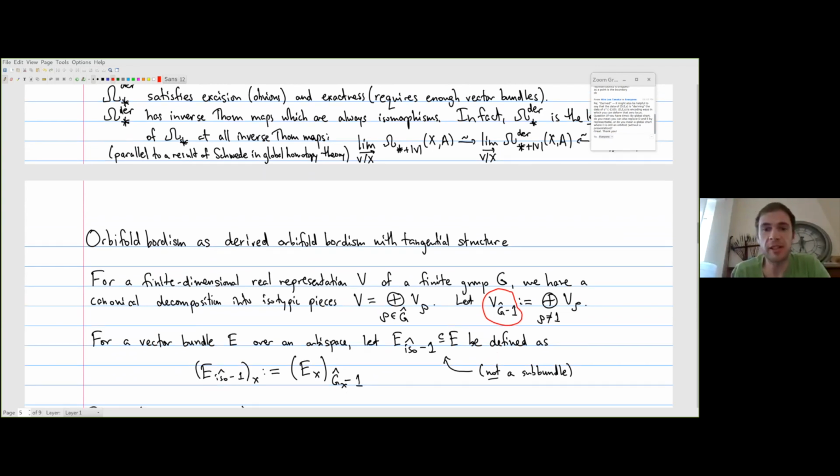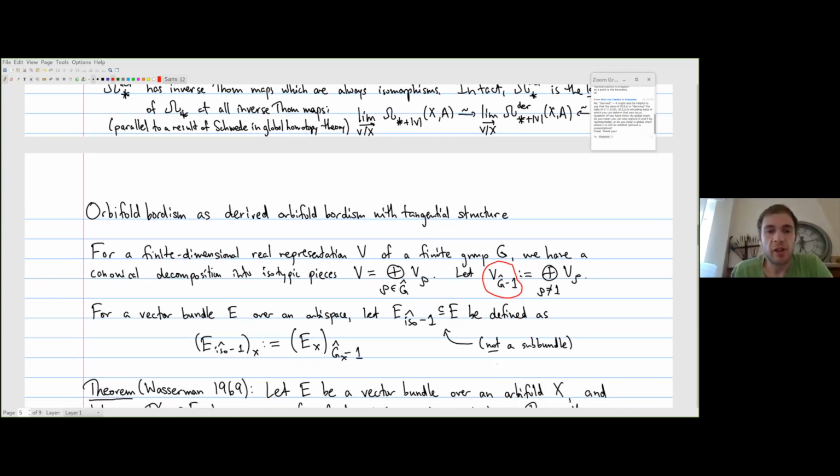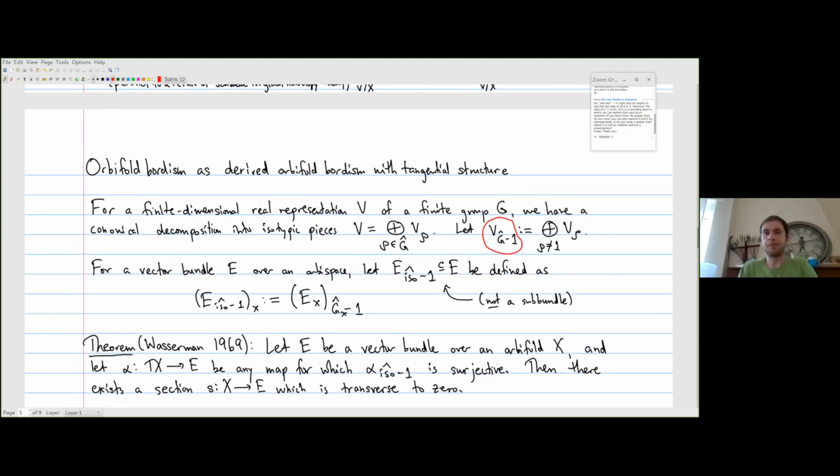Subspace V associated to each point. So here's Wassermann's theorem. We know that if you have a vector bundle over an orbifold, there definitely need not be a section which is transverse to 0. But Wassermann gives a sufficient condition for this to be the case.